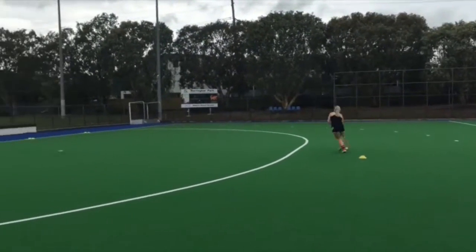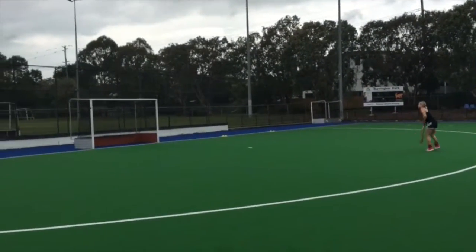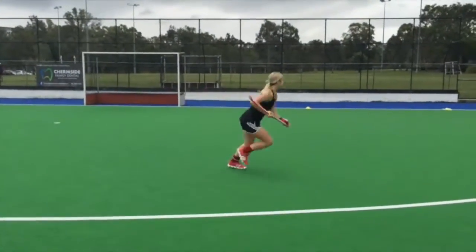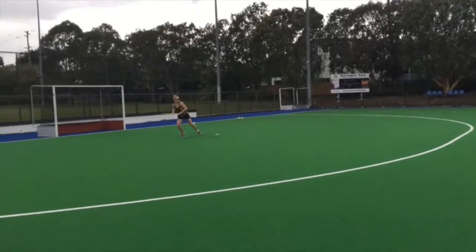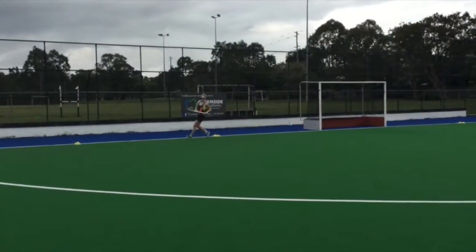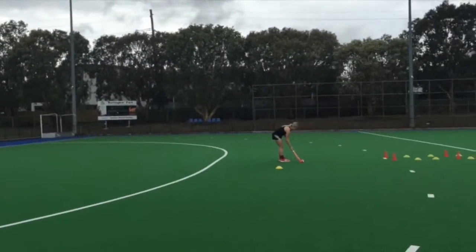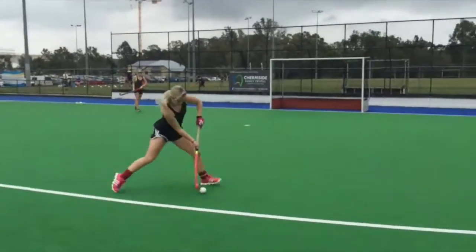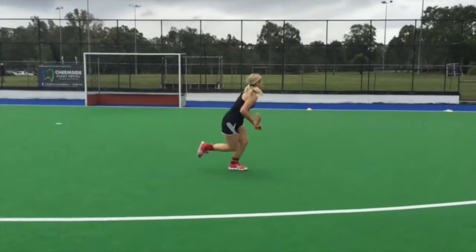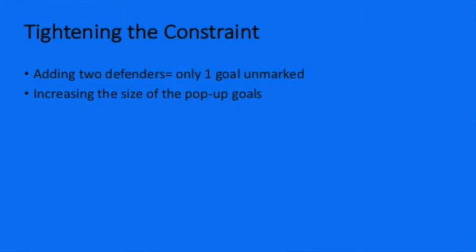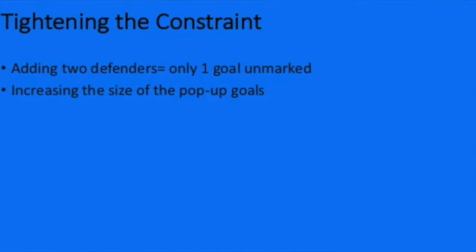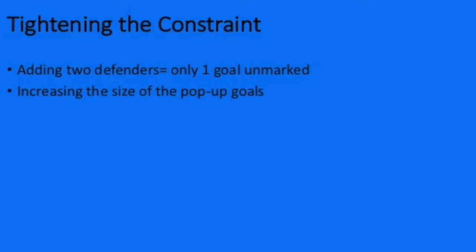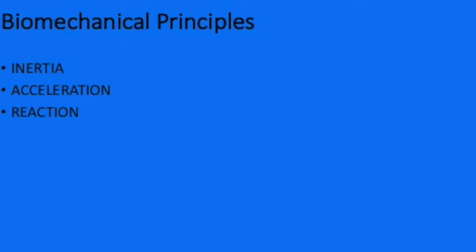As the emergent behaviour is observed, the difficulty of the constraint can be increased, which will help refine and reinforce a new attractor. For example, not being told what goal to shoot at, but facing the opposite direction and having a defender stand in one of the 3 goals. By not being told which goal to shoot at, I will have to look up and identify the unmarked goal to shoot at, which is the emergent behaviour we want to occur. This could be increased further by adding in 2 defenders so that there is only 1 free goal, and even by making the pop-up goals smaller, which will increase the shooter's accuracy.